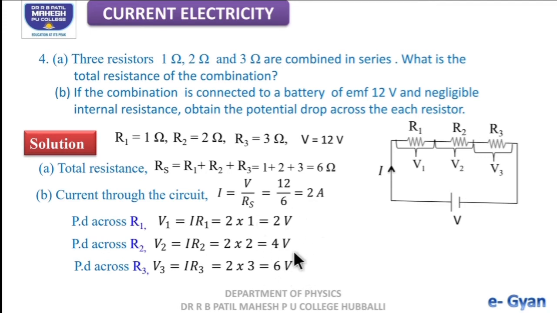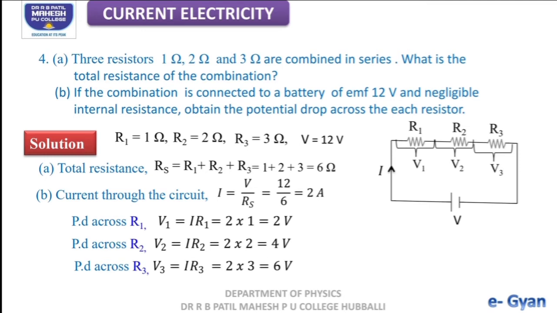Okay, if you want to verify this, then add all the potential drops and that should be equal to applied voltage. Okay, what is the applied voltage? Applied voltage is 12 volt. And now let us add all these values. 6 plus 4 plus 2 is equal to 12. Hence, whatever the value we have calculated are correct.